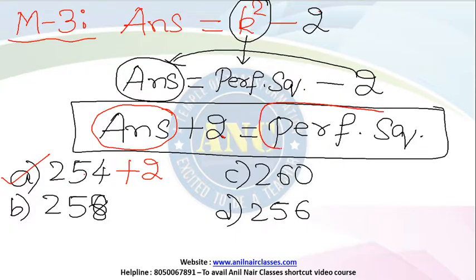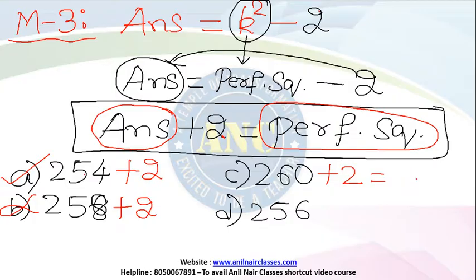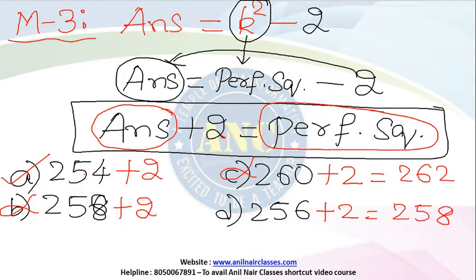Check whether that number is a perfect square. Yes, 256 is a perfect square. Therefore, the first option should be correct. Very simple. Second option, 258 plus 2 is 260. 260 is not a perfect square, ruled out. 260 plus 2 is 262. A perfect square will never end with 2, so it cannot be a perfect square, ruled out. 256 plus 2 is 258. A perfect square will never end with 8, ruled out. Answer should be option E.